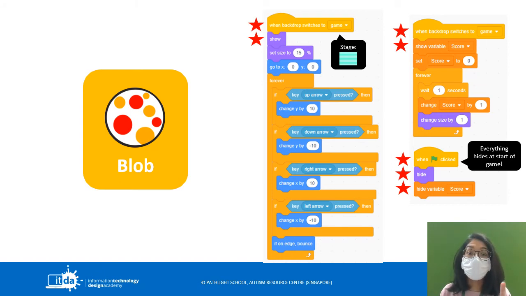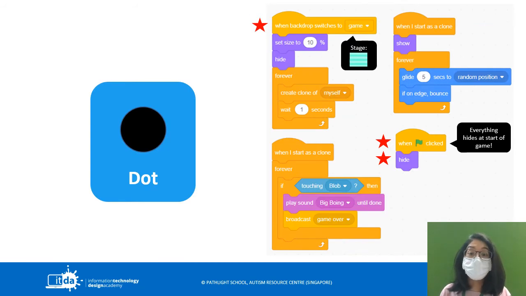Let's move on to the dot sprite. This one also needs to be modified, but it's simpler. For your enemy dot sprite, before the size change, "when backdrop switches to game," we are going to set the size, hide it, and forever create clone. So this is just one little change.